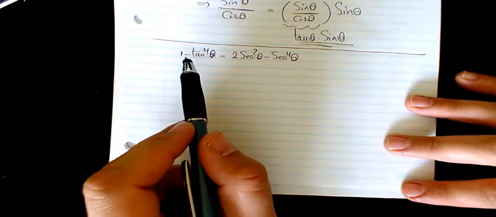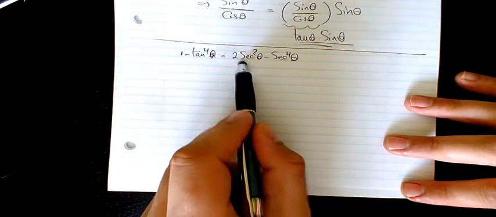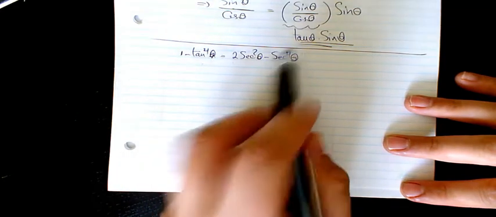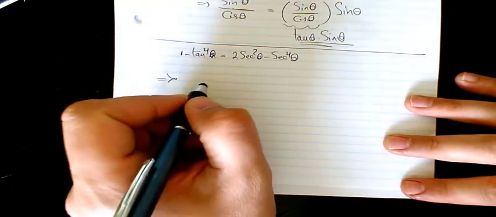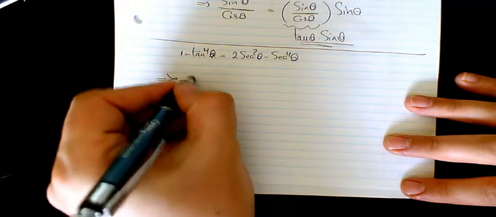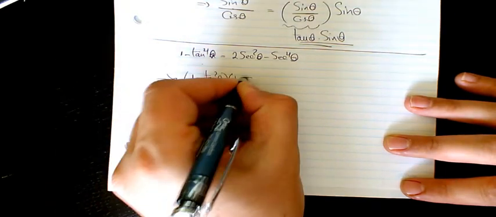In this example, I have 1 minus tan to the power of 4 theta equals 2 times secant squared theta minus secant to the power of 4 theta. So I can write 1 minus tan to the power of 4 theta as 1 minus tan squared theta times 1 plus tan squared theta.